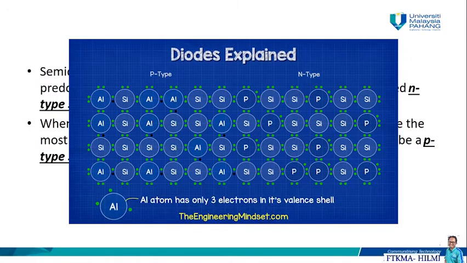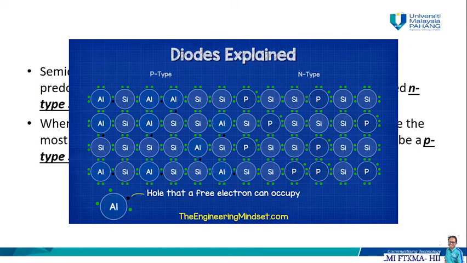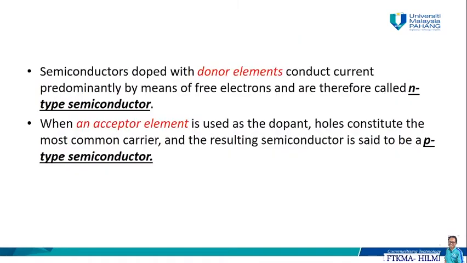Semiconductors which are doped with a donor element are going to conduct current predominantly by means of the free electrons, and therefore it is called the N-type semiconductor. N for negative. It has more electrons, so the charge carriers are negative. And then when the acceptor element is used as the dopant, holes constitute the most common carrier, and it is called the P-type semiconductor.